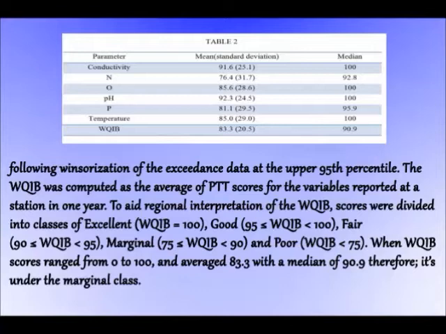If WQIB is equal to 100, it is excellent. If WQIB is greater than or equal to 95 but less than 100, it is good. If WQIB is greater than or equal to 90 but less than 95, it is fair. If WQIB is greater than or equal to 75 but less than 90, it is marginal. And if WQIB is less than 75, it is poor. WQIB scores range from 0 to 100 and averaged 83.3 with a median of 90.9, therefore, it is under the marginal class.